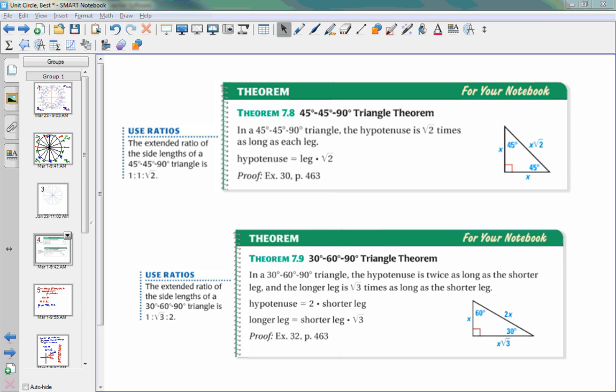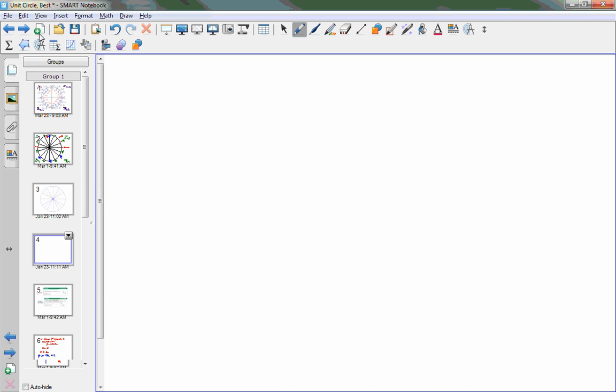Okay, degrees, minutes, and seconds. Now, what I want to talk about is how we're going to transfer degrees, minutes, and seconds. For example, let's do 63 degrees and 45 minutes into decimals. Okay? So how do I do that?